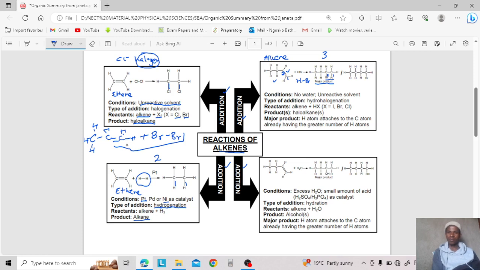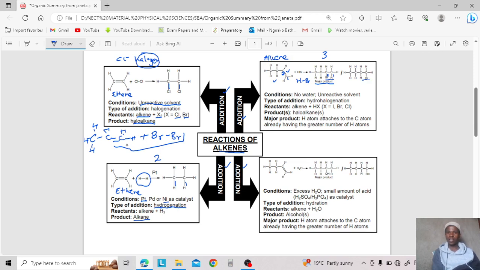We check carbon 1 and 2, 1 and 2. The one with more hydrogens, the hydrogen will come to that end, and then Br will go to carbon number 2. The other halogen goes where there are fewer hydrogens, but the rule is that hydrogen must go to the carbon that has a higher number of hydrogens. That's why Br is at carbon number 2, H at carbon number 1. So that's why it's the major product.